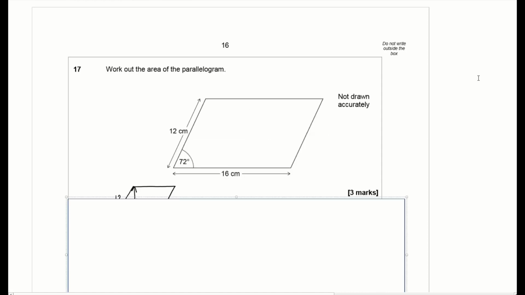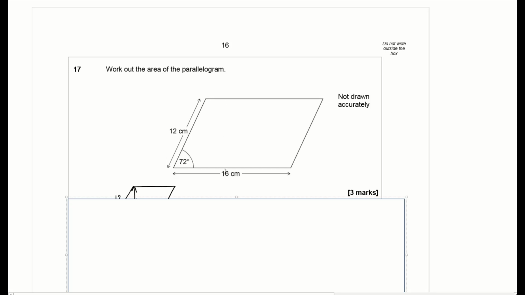Question 17. Work out the area of the parallelogram. The general area of a parallelogram is found by multiplying the base by the perpendicular height. Now we do have a base length here of 16 centimeters, but the 12 is not the perpendicular height. The perpendicular height would have to be at 90 degrees to this 16.